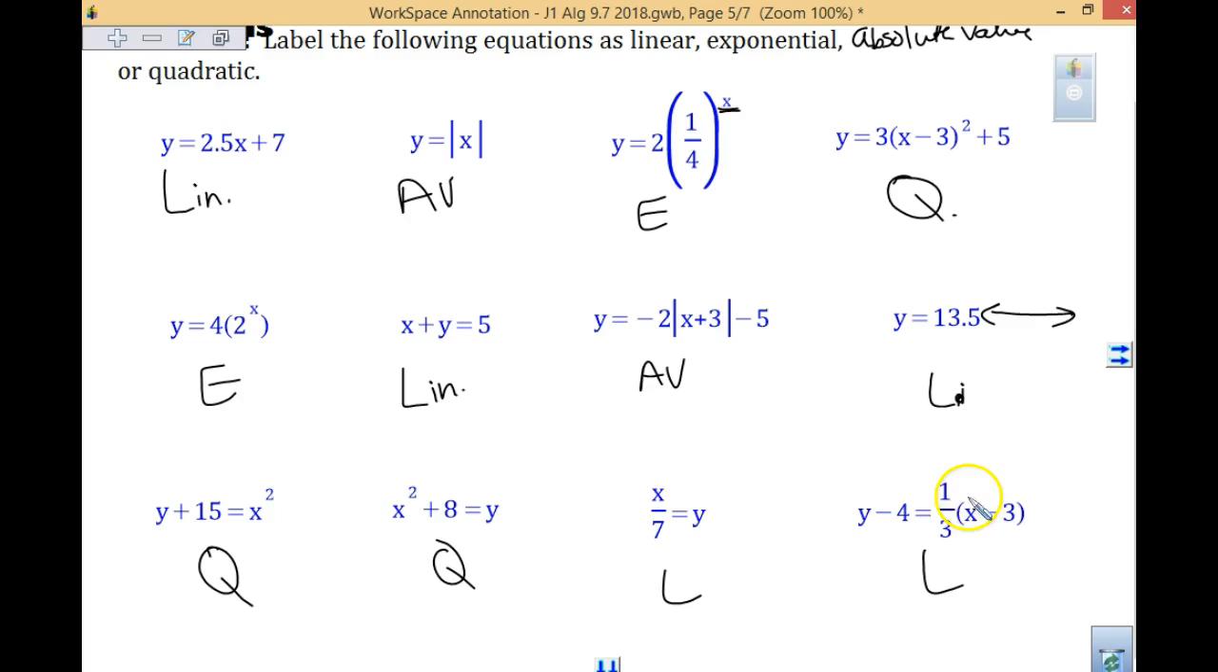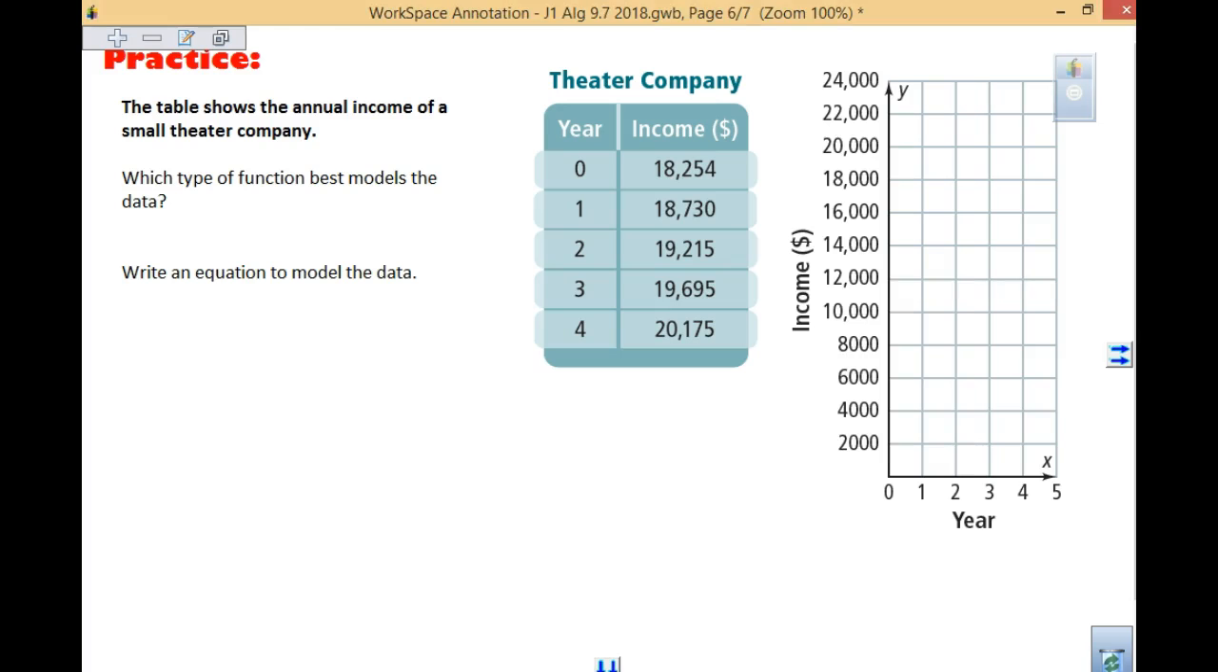Linear. Okay? X is to the first power, right? Anytime you have x to the first power, you should be looking linear. But it also looks like point slope form, right? If we rewrite it with the y, it is point slope form. So all those forms coming back.